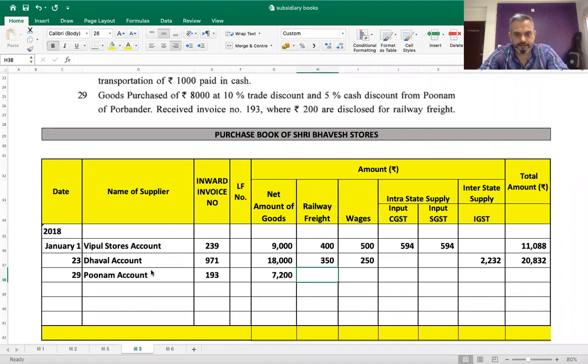Railway freight is 200, there are no wages. Now this we are buying from Poonam of Porbandar, so it is intra-state, that is, within state.